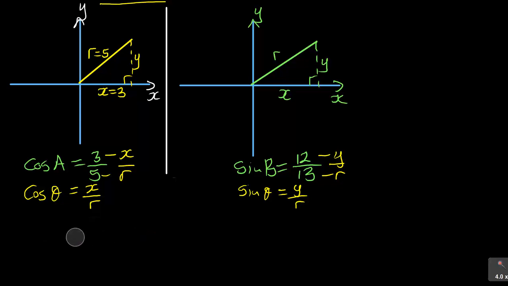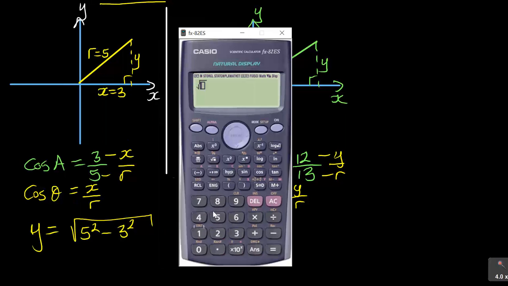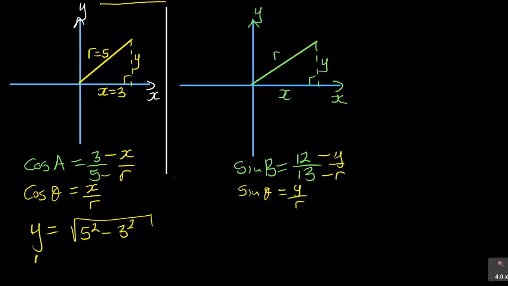So if I want to find my y, it's the same thing of Pythagoras. y is equal to square root of 5 squared, now it's minus 3 squared. So when you do that, square root of 5 squared minus 3 squared is 4. So you get that y is equal to 4. So we have managed to find our y in this case. That's what we're solving for.